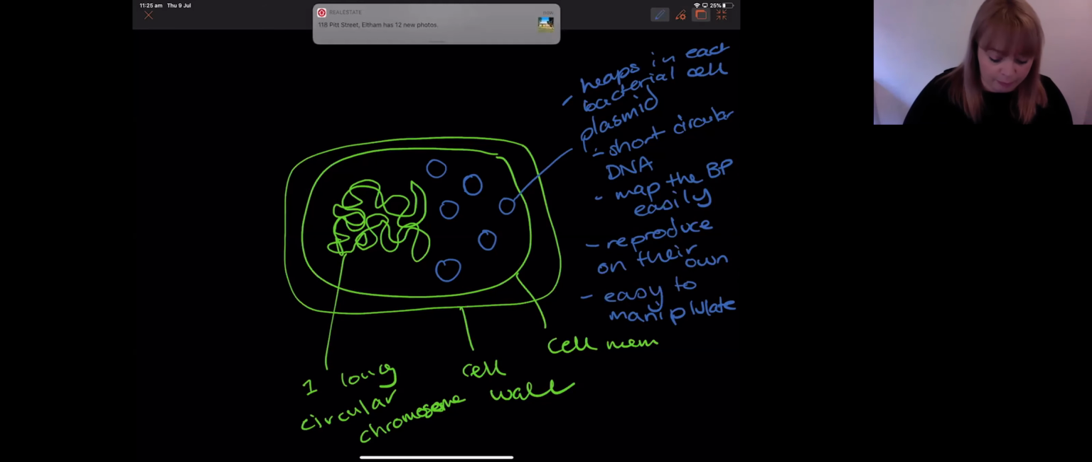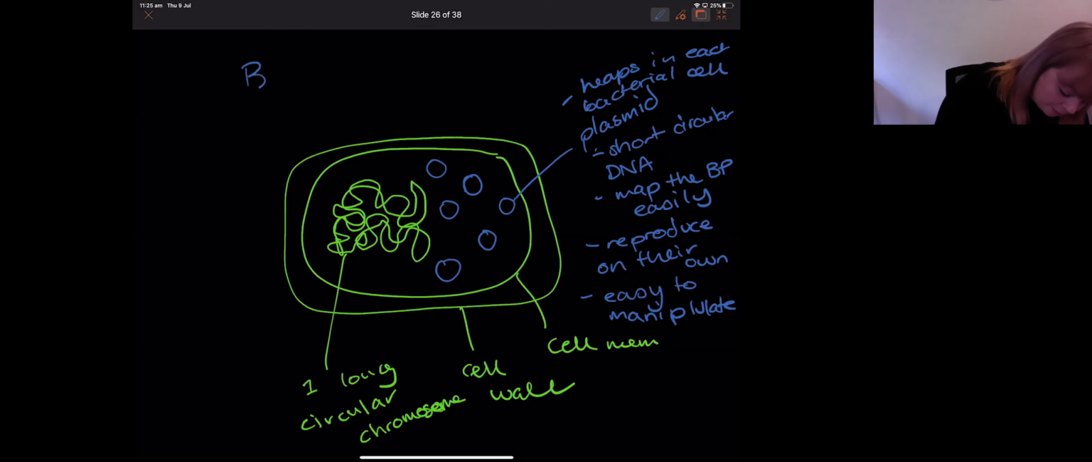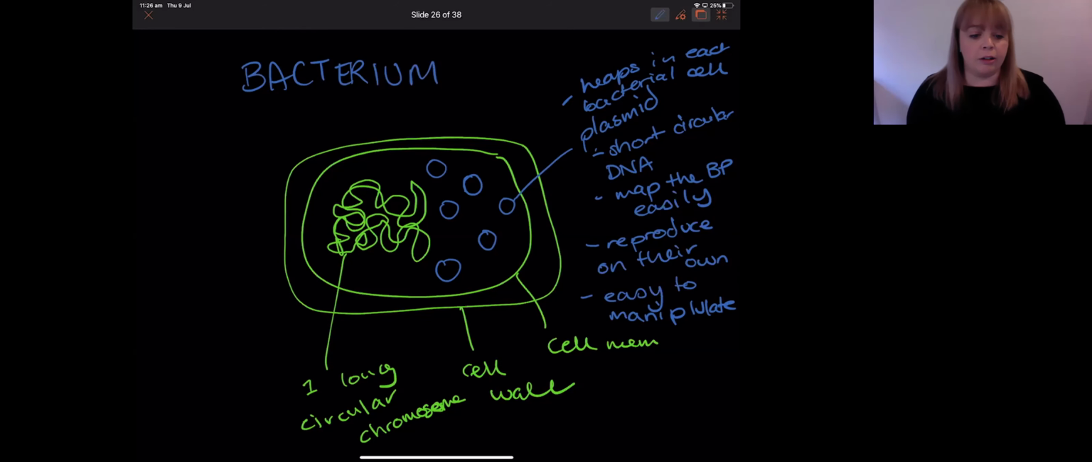But you need to understand here is our bacterium. Feel free to pause if you want. Here is a picture of a bacterium. These are the general features that we need to understand. Most of them have a cell wall, they have a cell membrane, they have one long circular chromosome, and in addition to that, they also have these things called plasmids. And it's the plasmids that are important when we talk about bacterial transformation.